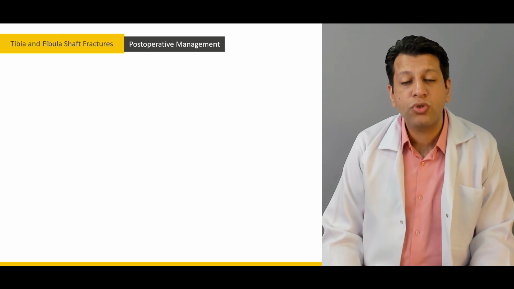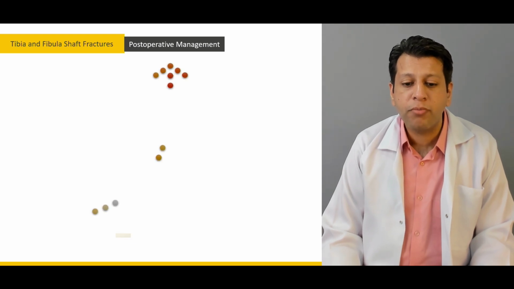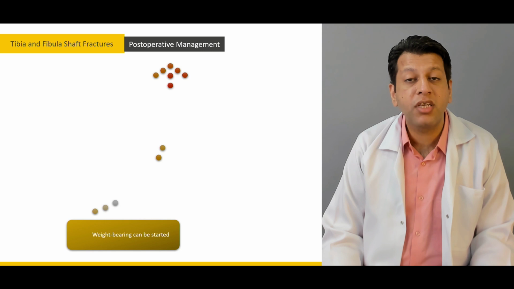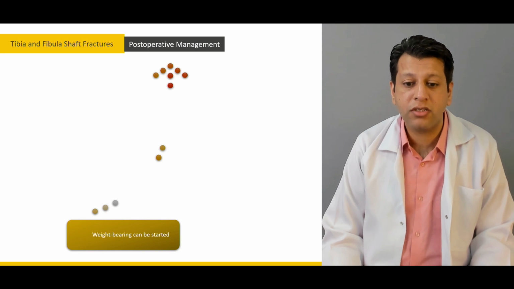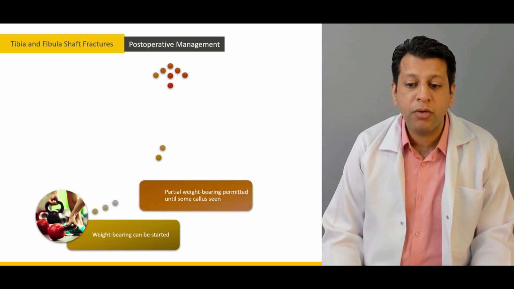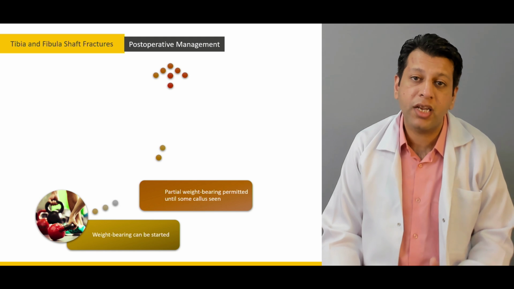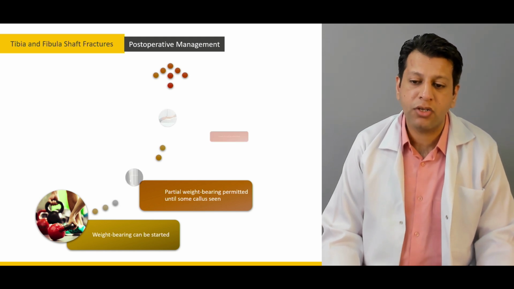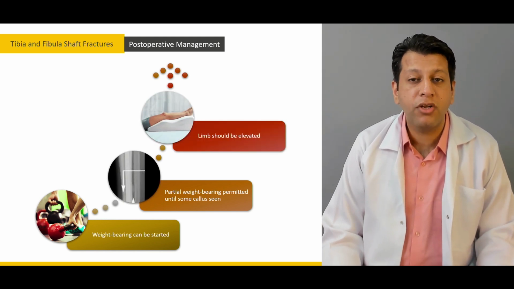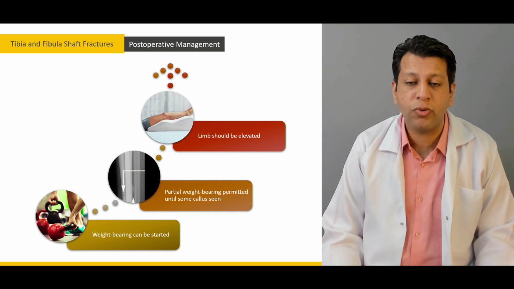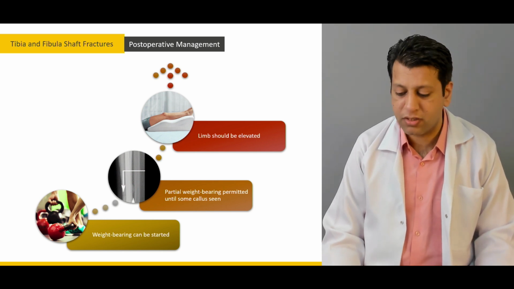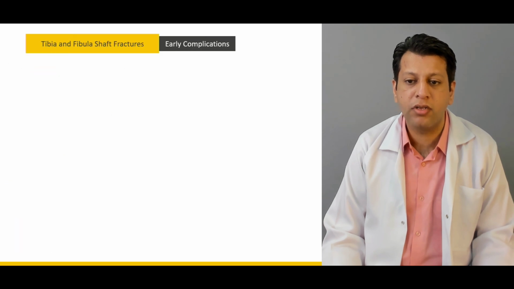Now coming to the post-operative management. Post-operative management includes weight bearing, which can be started later on once the fracture starts to heal. Partial weight bearing can be permitted until some callus is seen. If the callus is delayed, we can delay the weight bearing as well. The limb should usually be elevated when the patient is at rest. Why? So that edema does not develop and complicate things.